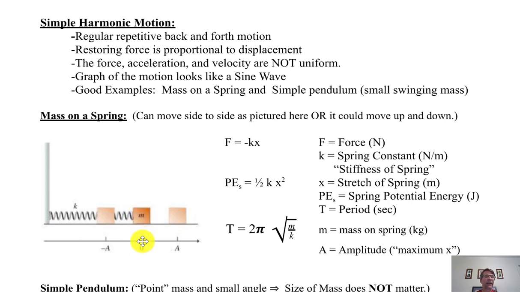If you just put it there, that mass will stay there. If you stretch it, it'll go back and forth, back and forth, back and forth. And if there's no friction, it'll go back and forth forever. Same thing with a pendulum. It'll swing back and forth forever if there's no friction.